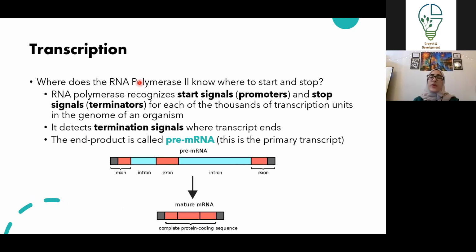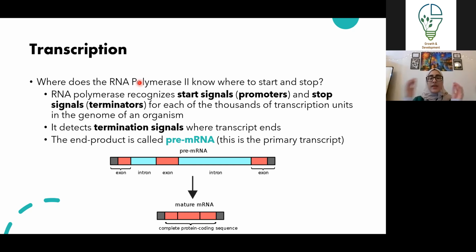How does the RNA polymerase know where to start and stop? So RNA polymerase, as I said earlier, recognizes the promoter region, right? And it also recognizes something called the terminator region, or the stop region. And that's where it knows how to end. So the RNA polymerase reads the entire DNA segment from the promoter region to the terminator region, and that's where it knows how to stop.